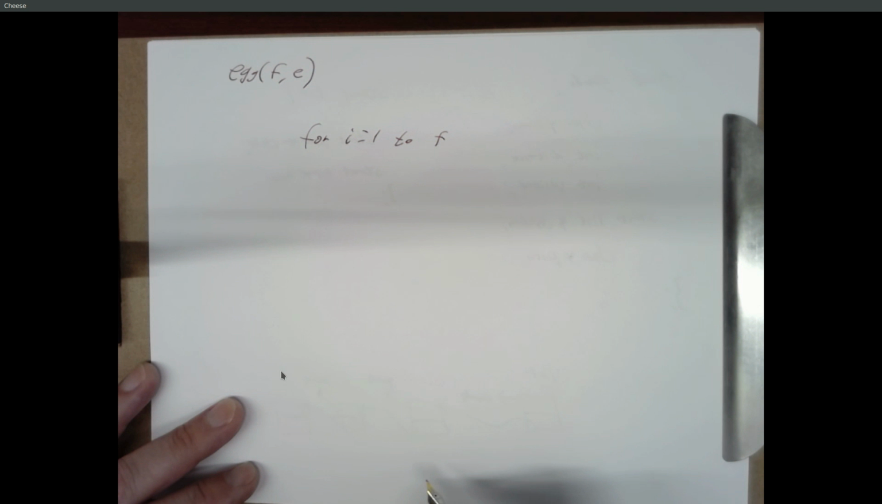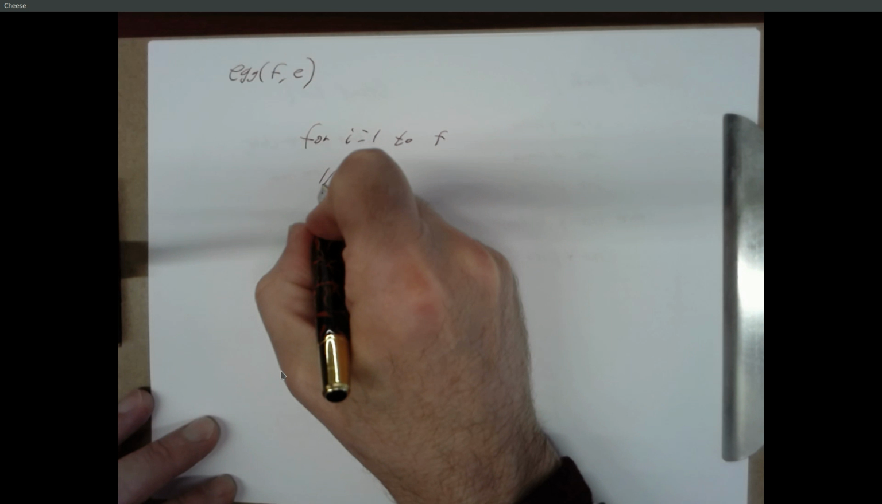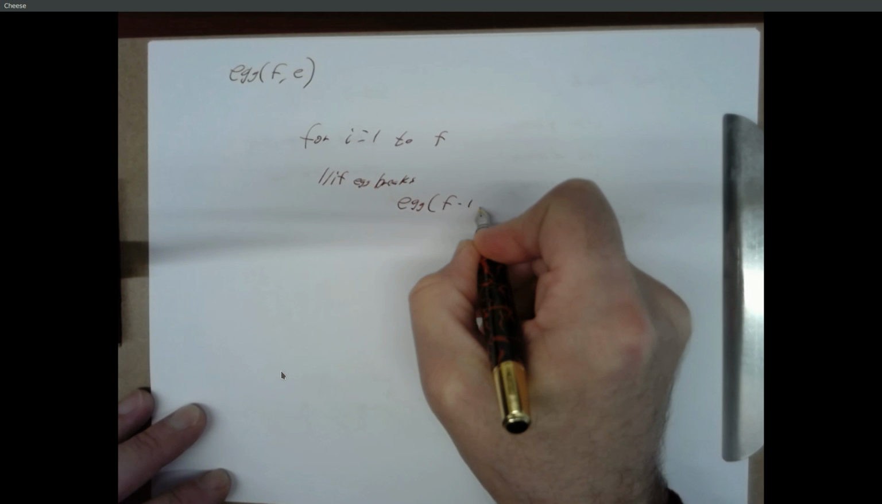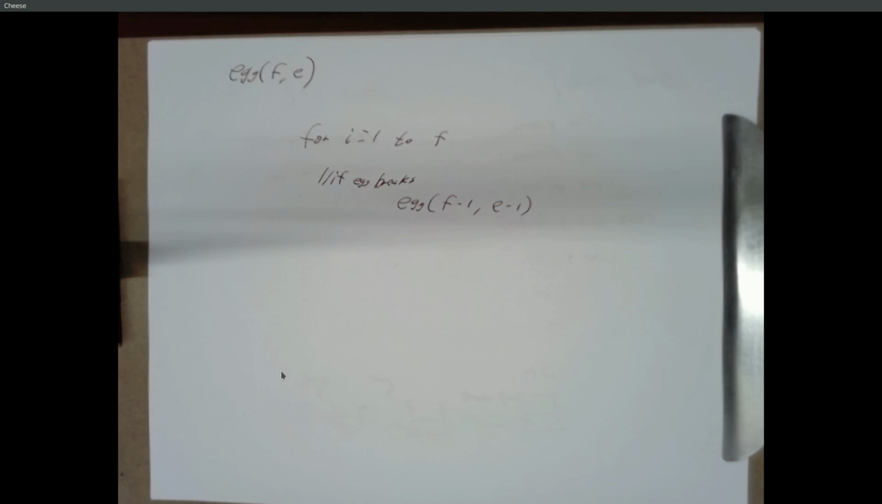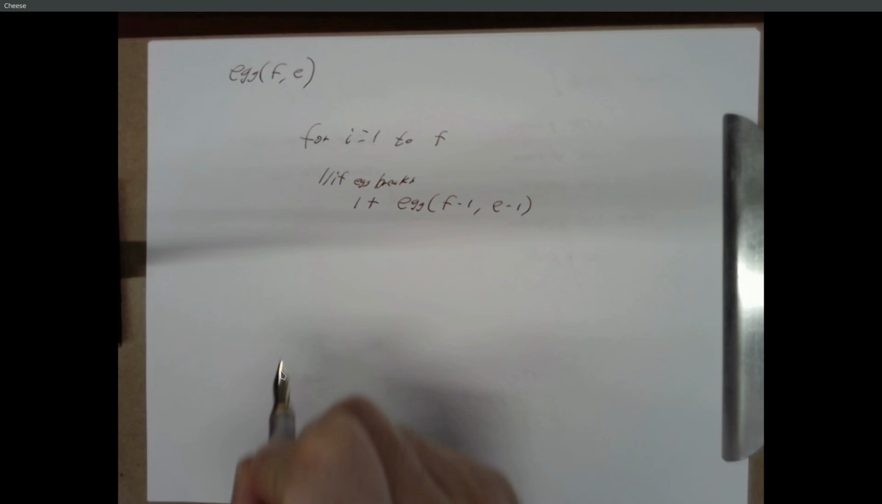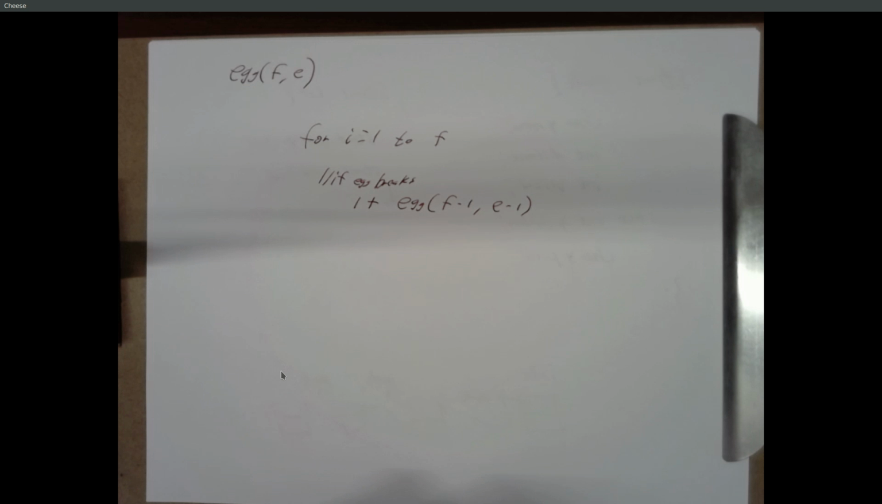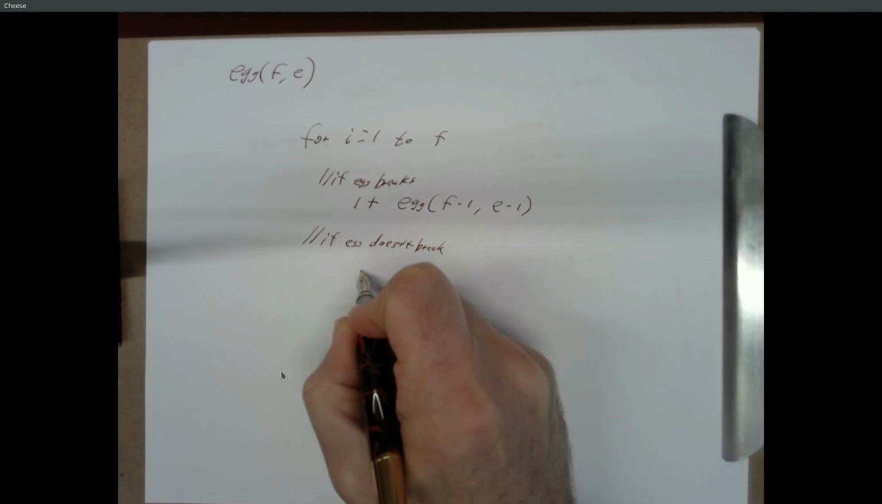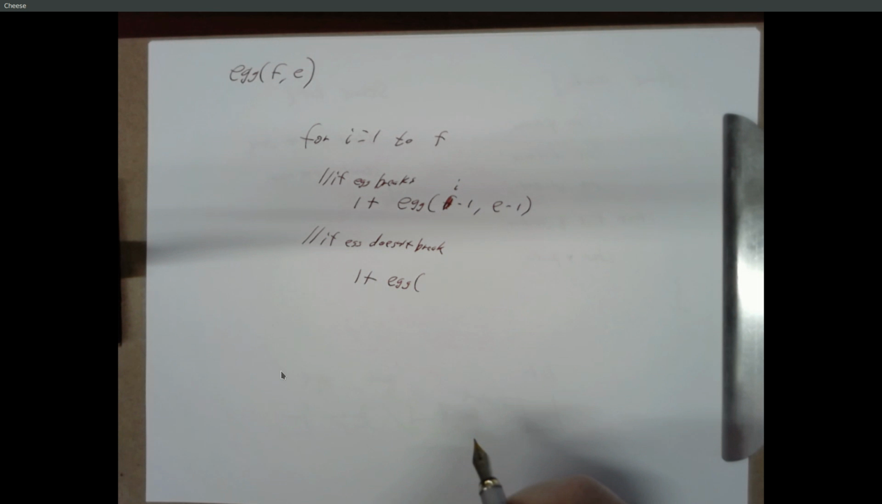Go through each possible floor and imagine we drop an egg from that floor. If the egg breaks, then we have F minus one floors to consider, and we have E minus one eggs with which to run some experiments to try to find the critical floor there. If we add one to that, that's the number of experiments we'll have to do to find the critical floor, assuming that when we drop it from floor I, the egg breaks. If the egg doesn't break, we had that experiment, plus we have F minus I floors, and we still have E eggs.